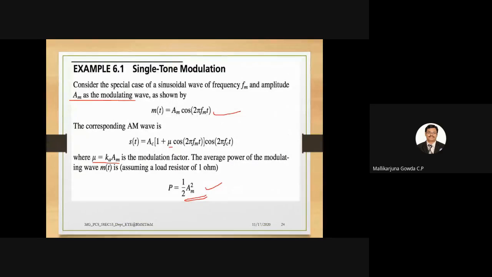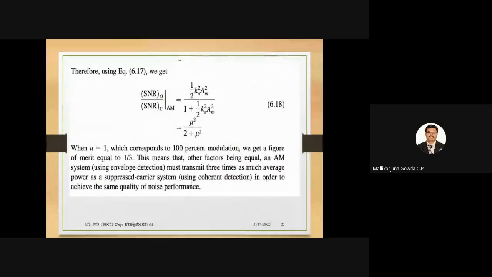So I said P is equal to Am squared by 2. If I substitute that value in the expression, the figure of merit will be 1 by 2 K squared A Am squared divided by this. And we know K into Am is mu. So I can write 1 by 2 mu squared divided by 1 plus 1 by 2 mu squared, which is nothing but mu squared divided by 2 plus mu squared. So this is the expression for the figure of merit.